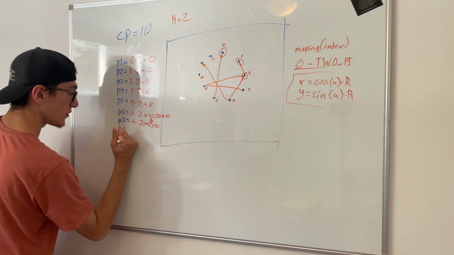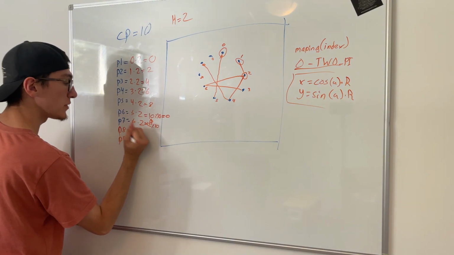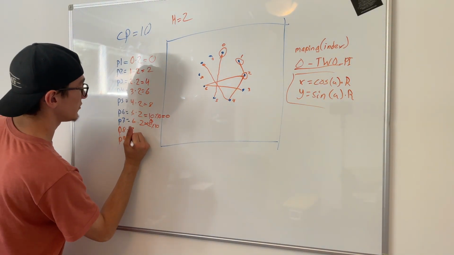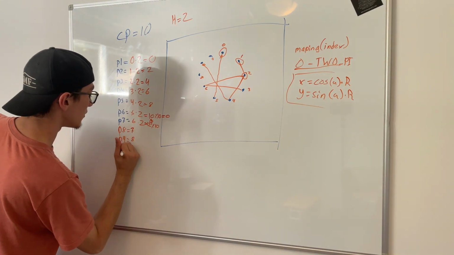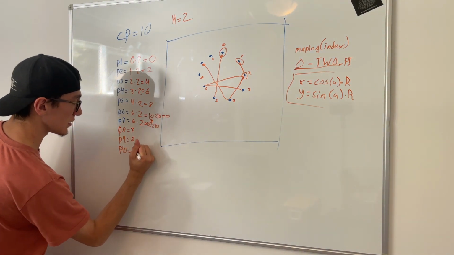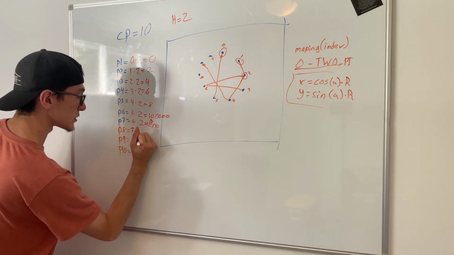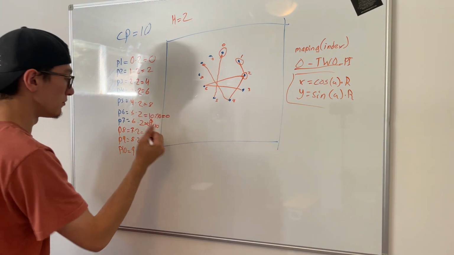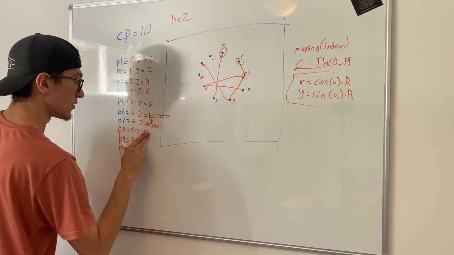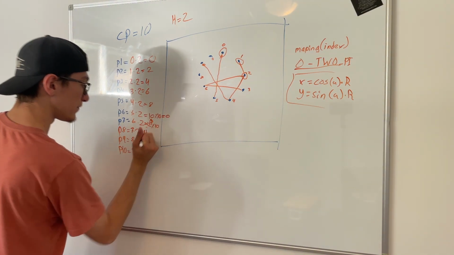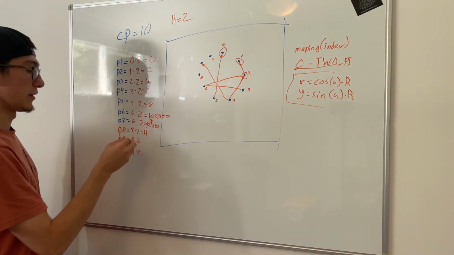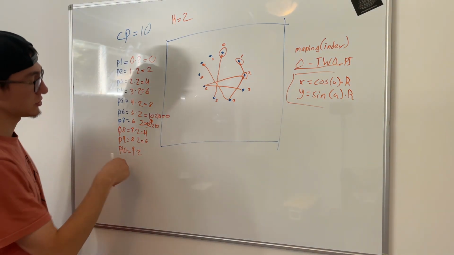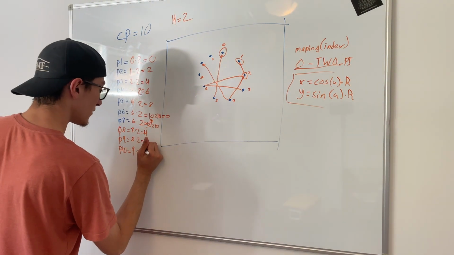So P8 and P9. And we will start already to see the structure. So we have index 7, index 8, and index 9. Times 2, times 2, times 2. Right, so this equals 14, we do modulus, the rest is 4. We do 8 times 2, 16, rest is 6. We do 9 times 2, 18, the rest is 8.